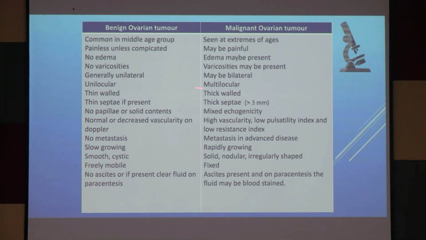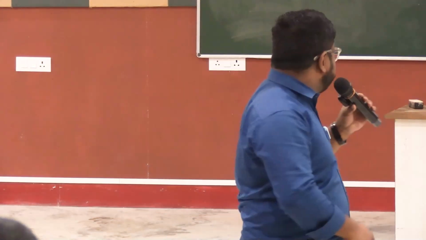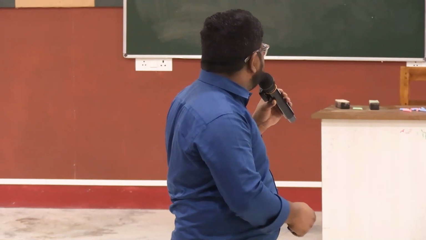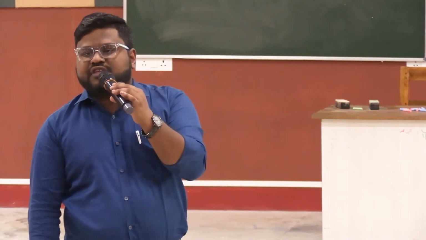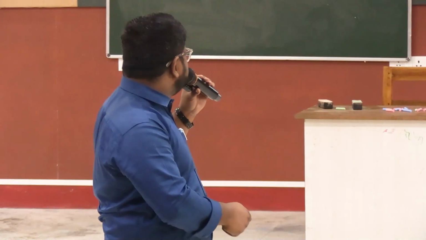This one, unilocular versus multilocular. What is locular? Loculations mean compartments. The cysts will have compartments. So your benign cysts are usually unilocular, whereas your malignant cysts are multilocular. Even if your benign cysts are multilocular, the septations will be very thin, less than 3 millimeters, thin and flimsy.